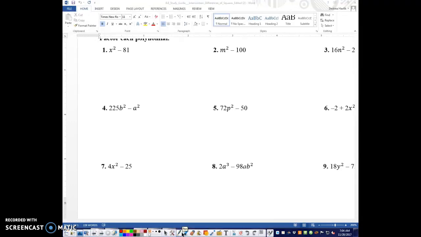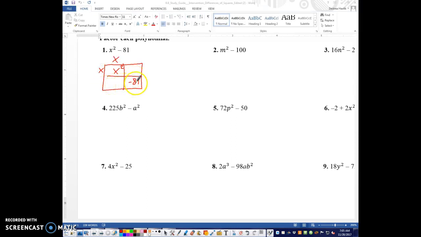Okay, so first one up here, x squared minus 81. Now they don't have anything in common, which is the first thing we look for. So x squared. Here's how I'll show you with the box. We know x squared goes here and negative 81 goes here, right? What times what gives you x squared? It's x times x.